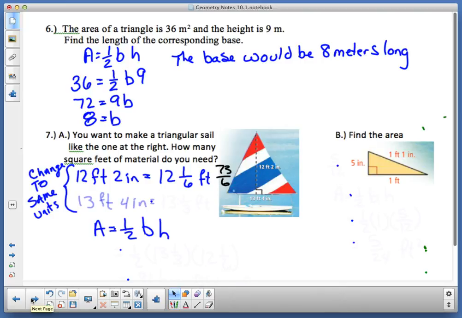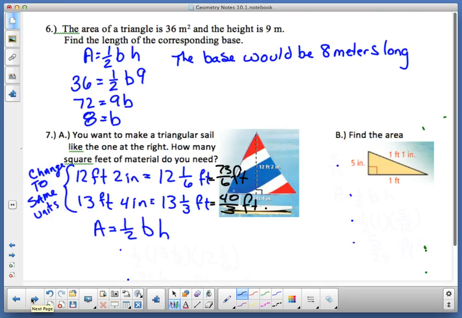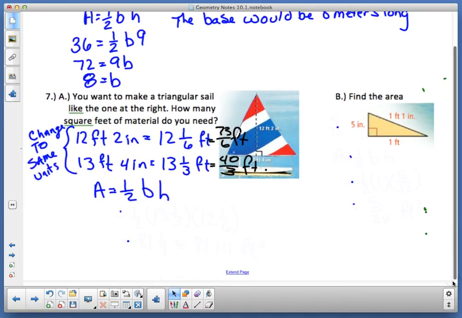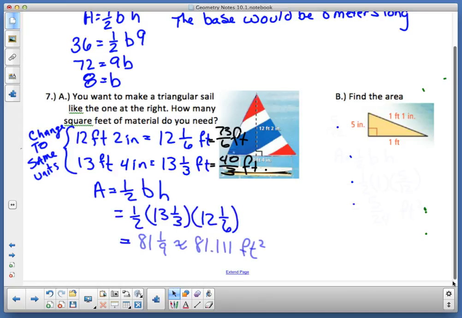And then this next one, I've got 3 feet 4 inches. It's the same as 3 and 1/3 feet, and I can write that as 10/3, or 40 thirds feet. As I'm going to multiply these, I can get those going as fractions. I can also use them as decimals too. See what I did here on this step.